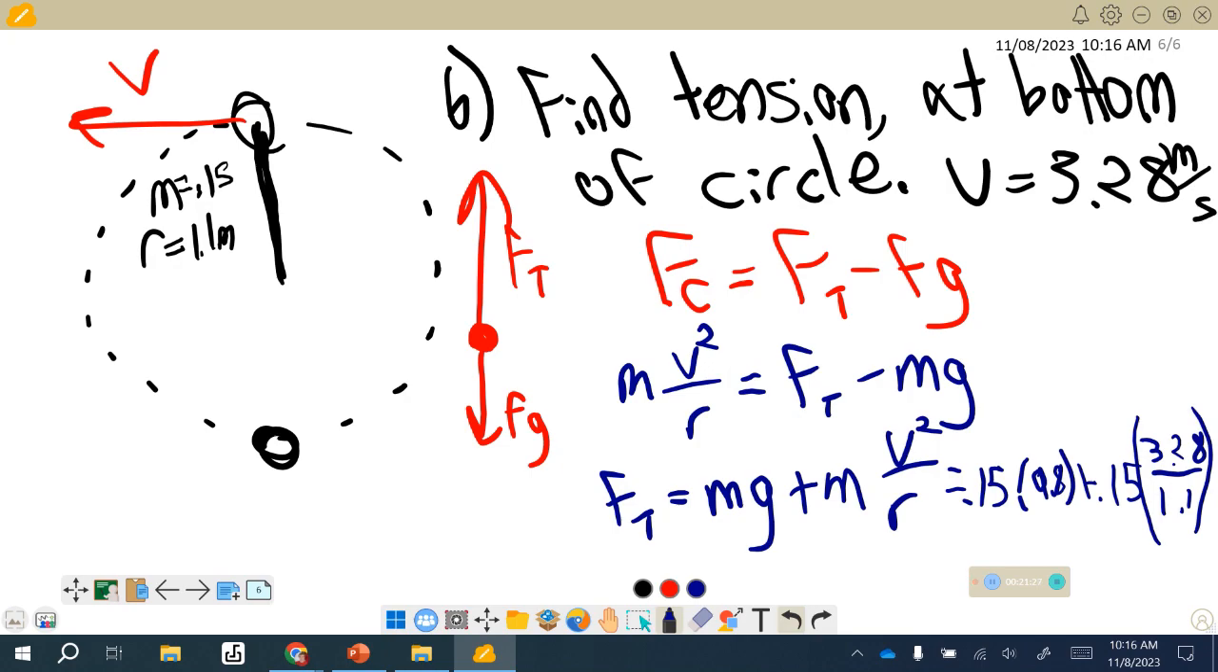Okay, so we plug this into our calculator. We solve for it. Solve for force of tension. We should get an answer of force of tension equals 7.35 newtons. And that is going to be the force of tension in the string. That is what is going to keep our object moving in this circular motion.